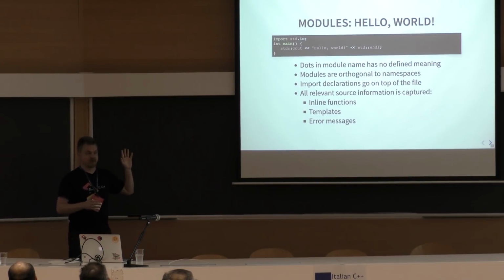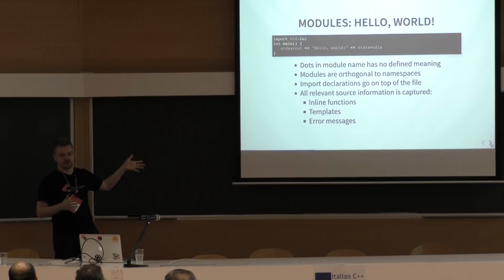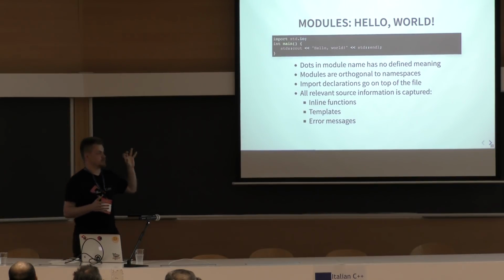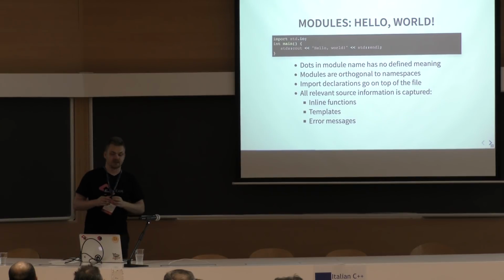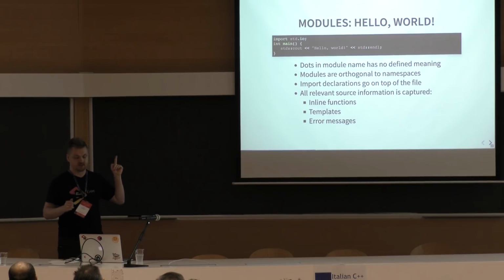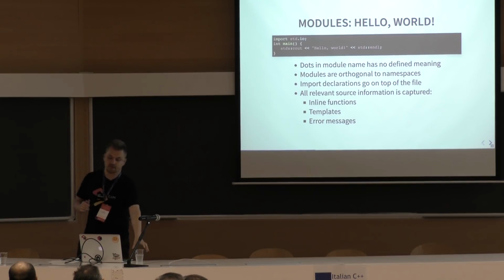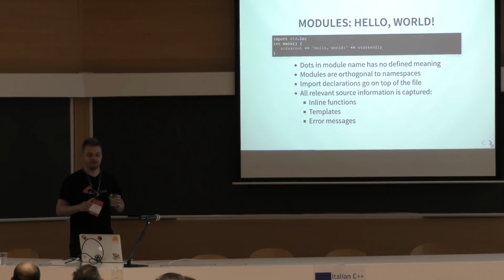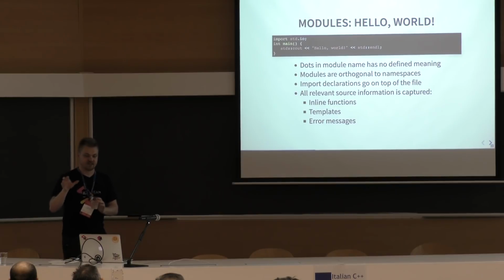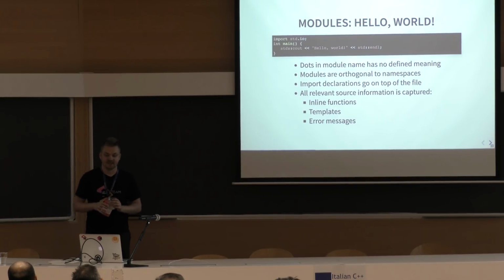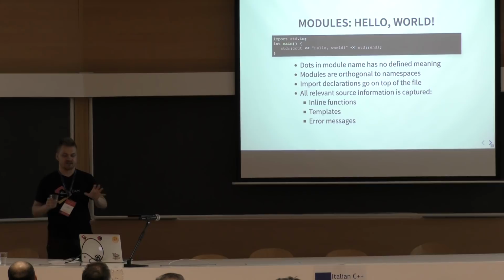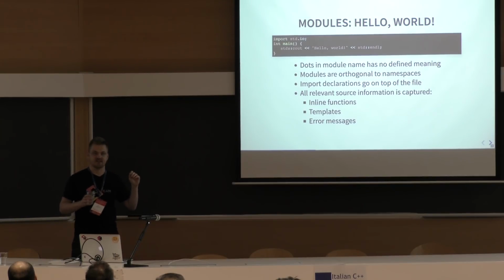Import declarations go on top of the file, so you can have a list of imports there. We will get to that later, why it's important. And another thing to consider, imagine if you have an error in your main function, and the compiler has to show you an error message. And because it's all templates, it has to show you instantiations and the template instantiation backtrace and what function was instantiated and stuff like that. And all the compiler has is this module that it imported.